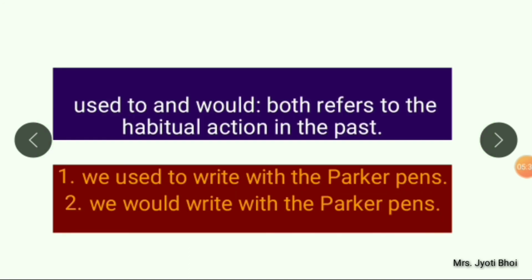Now see, our last thing is used to. Used to gives us a habitual activity. Instead of used to, we can use would. Both refer to the same meaning. In exams, the question is like that: use used to or use would. What we have to do is, instead of used to, we are going to use would, and instead of would, we are going to use used to. We used to write with the Parker pen. We would write with the Parker pen. Like that, we are going to do the activity.